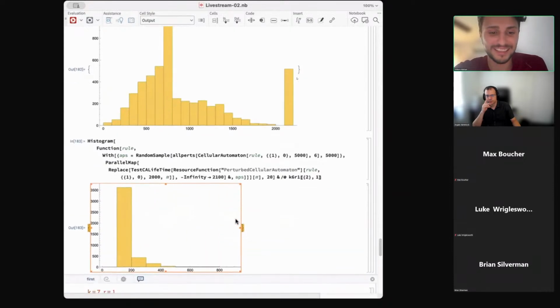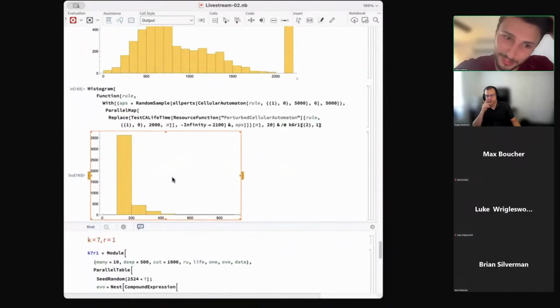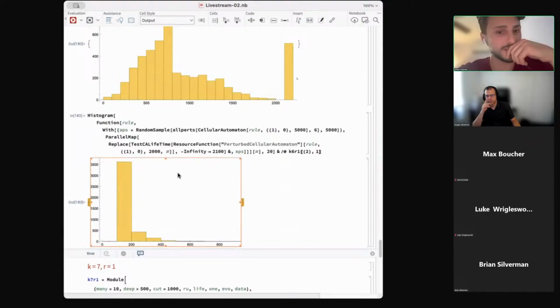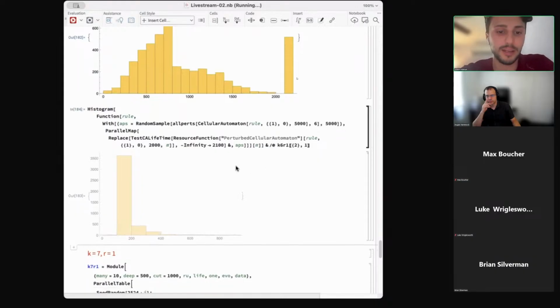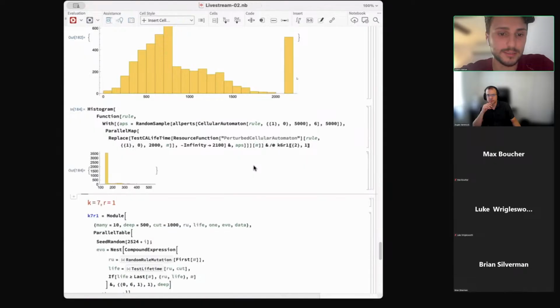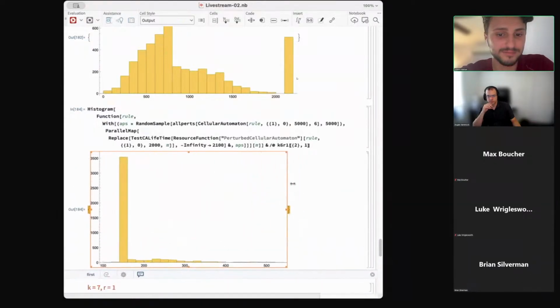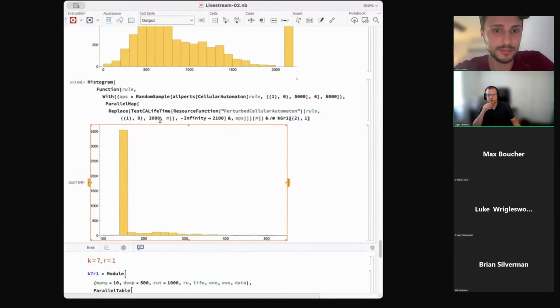Yeah, I mean, at least one thing we can conclude is that it varies a lot rule to rule, it seems. Let's see what happens if I just do automatic binning. Yeah, so this one is just one giant spike. Hmm.